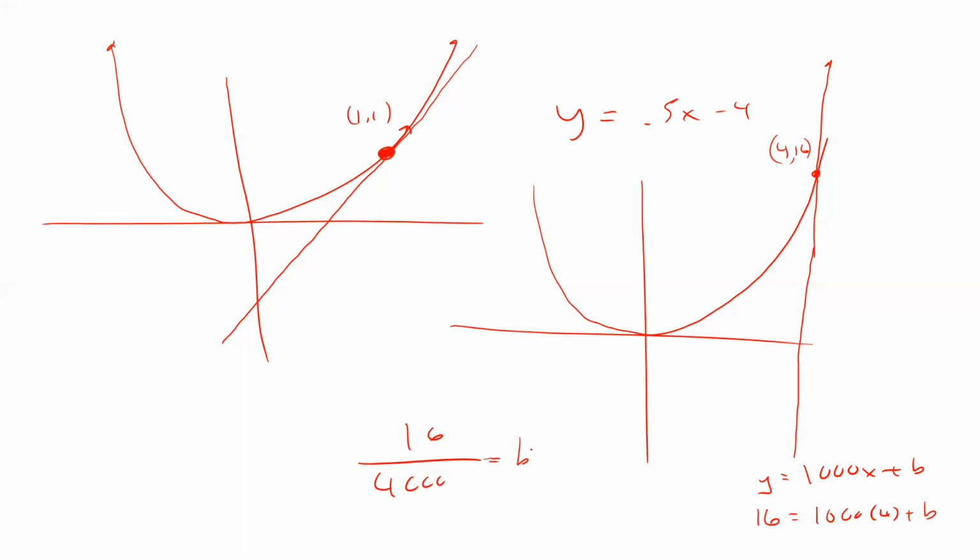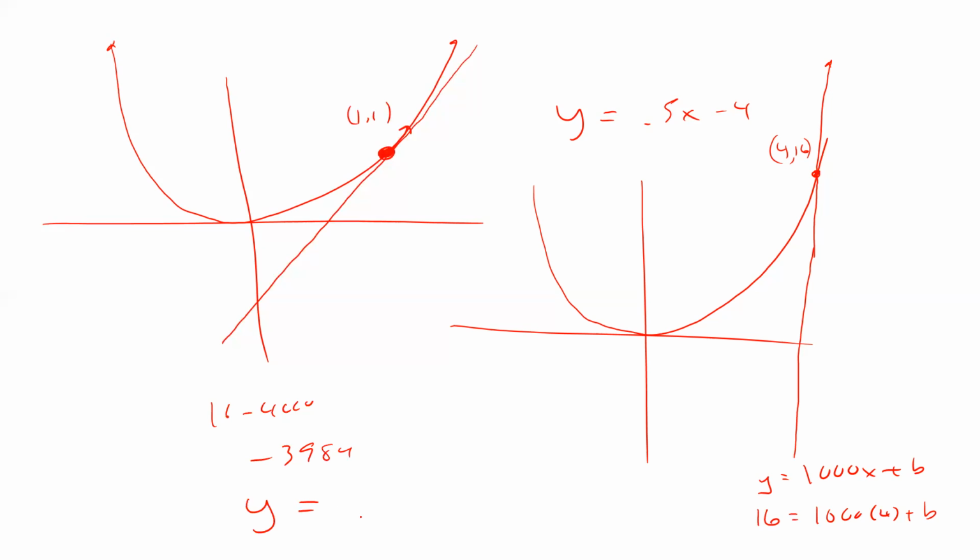Wait, what is that? No, that's not what you do. You just do 4,000 minus 16. Or you minus 4,000, sorry, 16 minus 4,000 will give you B. 16 minus 4,000, which is negative 3,984. Oh, yes, I was dividing, sorry. So your y-intercept is negative 3,984. So we got it. Here it is.